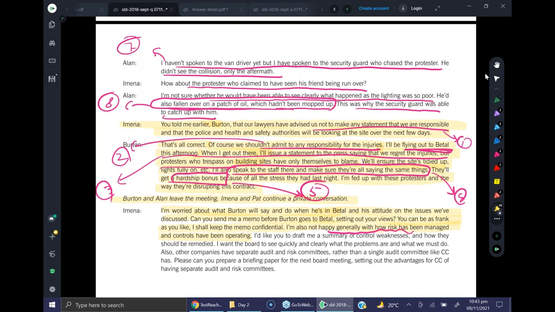Okay, and continuing to read this, I would like you to draft me a summary of control weaknesses and how they should be remedied. I want the board to see quickly and clearly what problems are and what we must do. Also, other companies have separate audit and risk committees rather than a single audit committee like CC has. Please, can you prepare a briefing paper for the next board meeting, setting out the advantage for CC for having a separate audit and risk committee? So that is your exhibit 5.